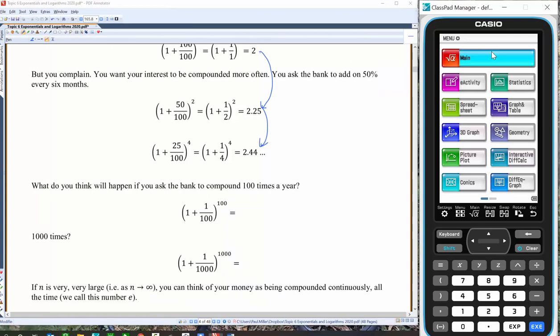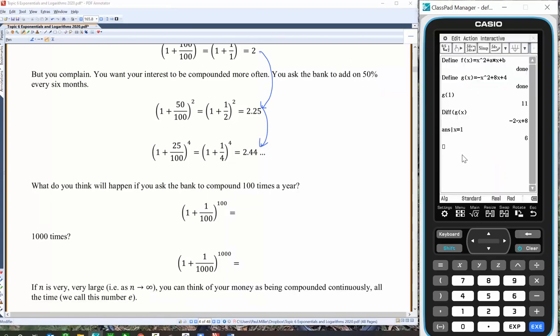Okay, let's have a look at what happens here. Let's try it out on the calculator. So we've got 1 plus 1 on 100 to the power of 100, and we get that there, or we get 2.70. What about if I do it 1,000 times? 2.71.